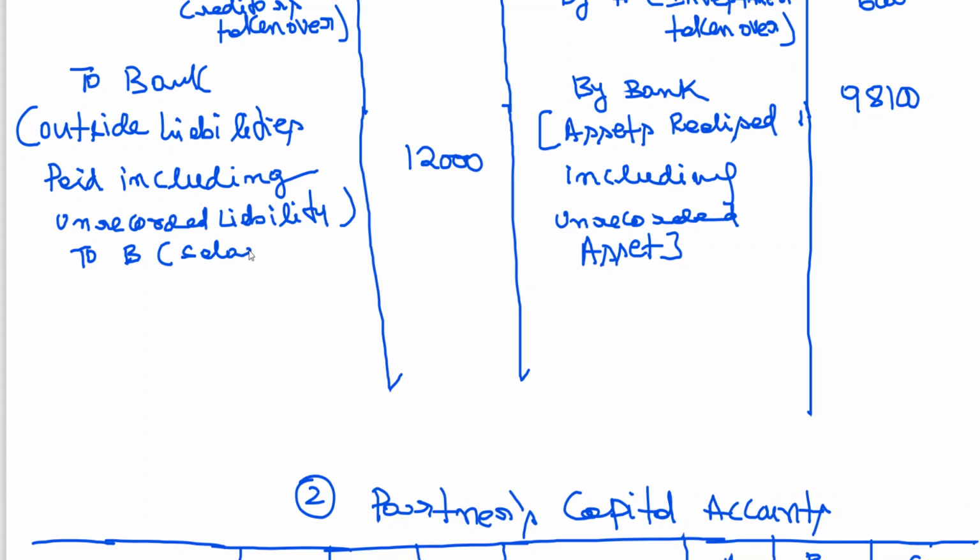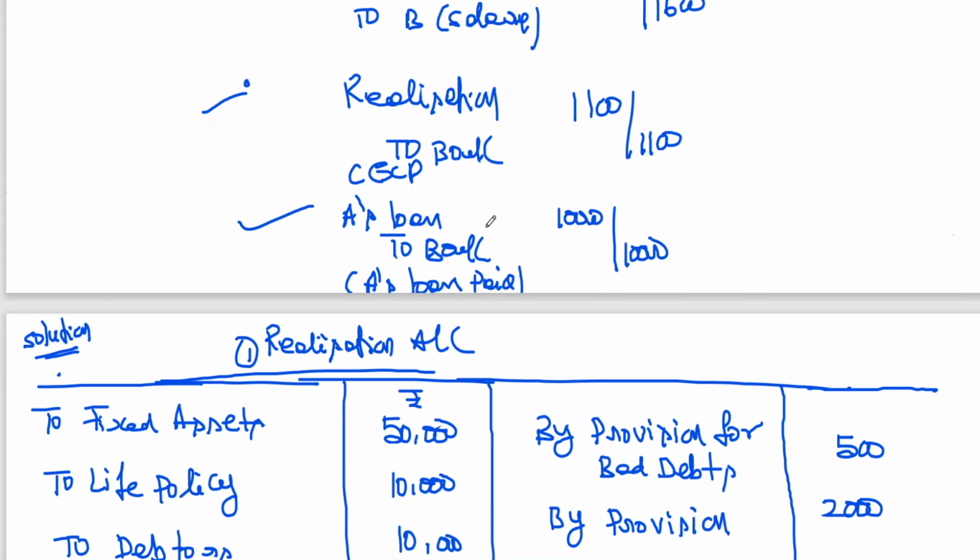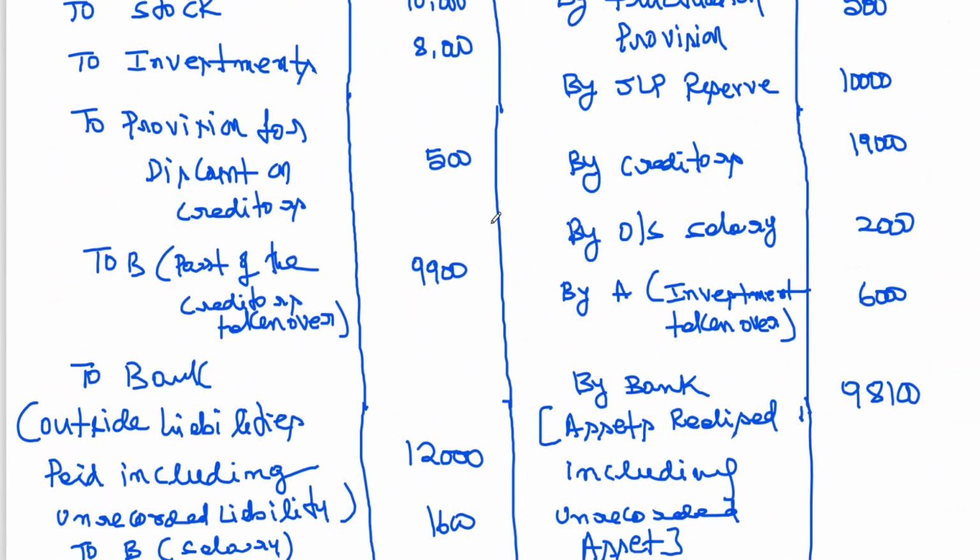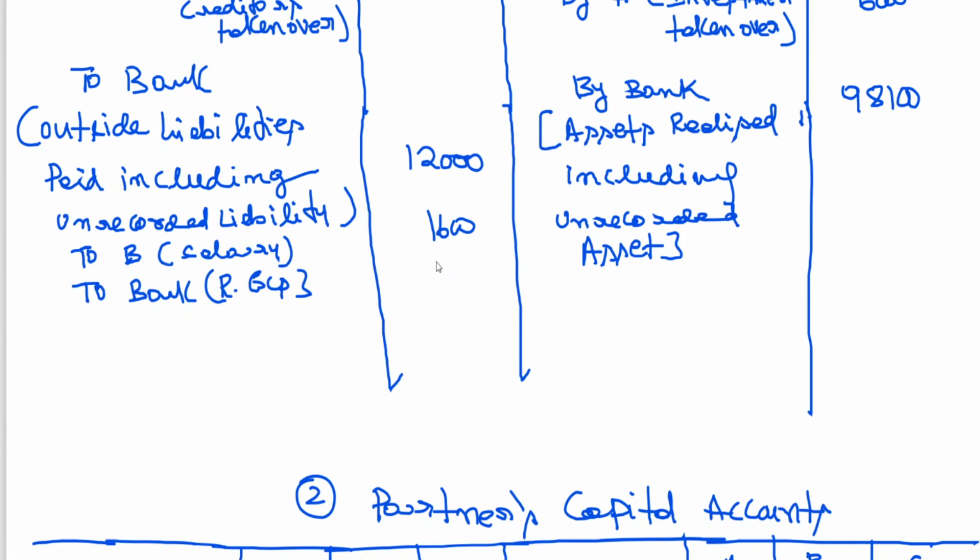Salary 1600, realization to bank, realization expenses. Realization expenses is coming to, I think, 1100. Now let me complete the simultaneous posting.